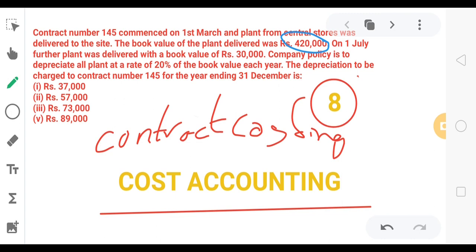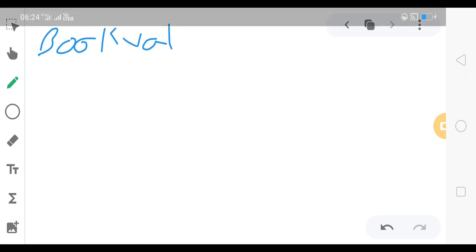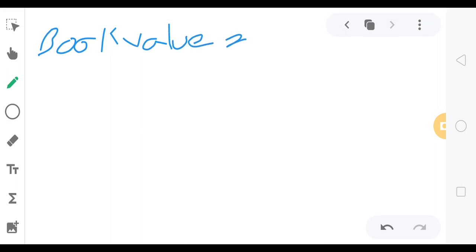So we need to calculate the depreciation charge for the particular contract. The book value is already given, so we need to calculate depreciation here. The total book value of the plant is 4,20,000.